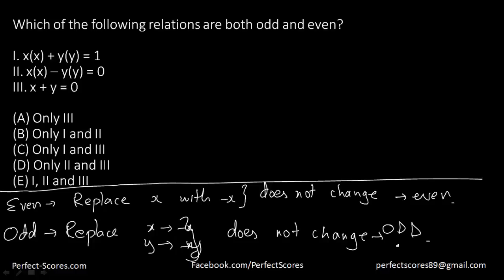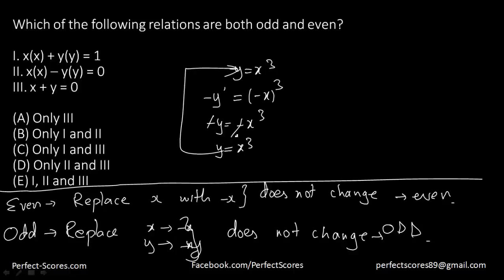So for an even function, replace x with negative x. If the function does not change, it's an even function. For an odd function, replace x with negative x and y with negative y. Because, let's suppose y is equal to x cubed, an odd function. If I replace x with negative x, it becomes negative x cubed. Now this is supposed to be equal to negative of y for it to be an odd function. Is that so? Yes, it is, because minus y equals minus x cubed, and the minus signs cancel. The function has not changed at all, which means yes, this function is an odd function.